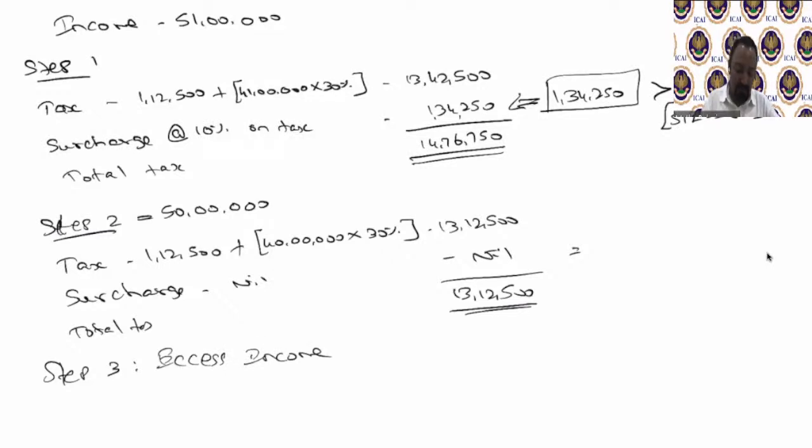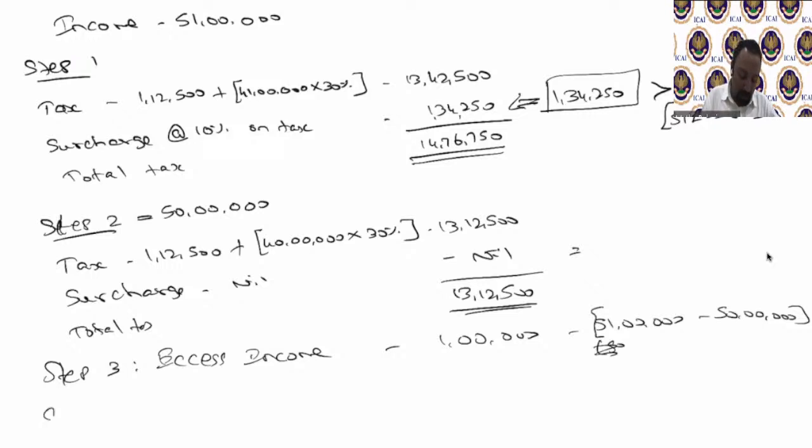So what is excess income here? It is 1 lakh. That is 51 lakhs minus 50 lakhs. So this only gives you this 1 lakh.